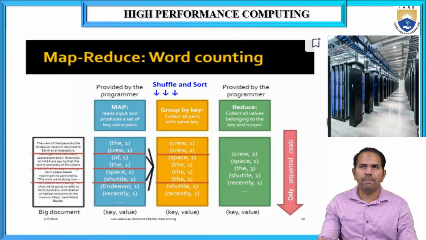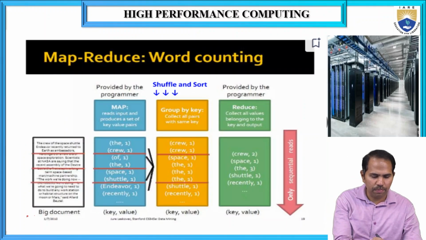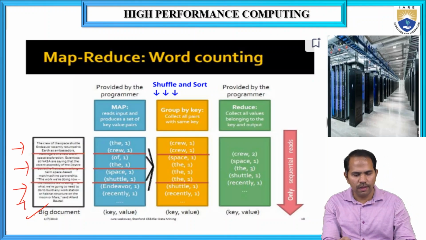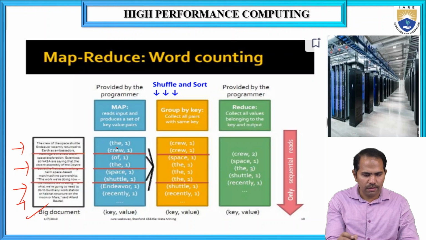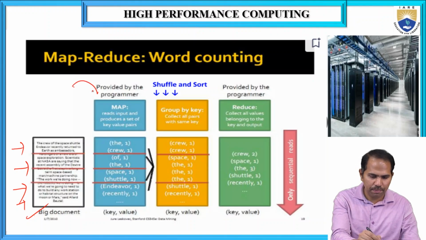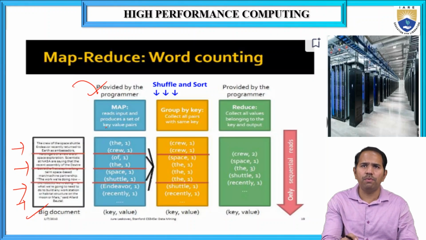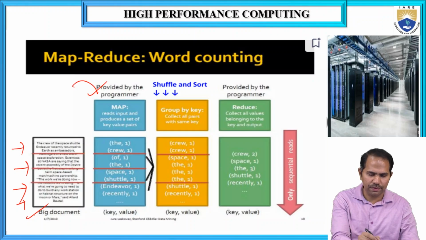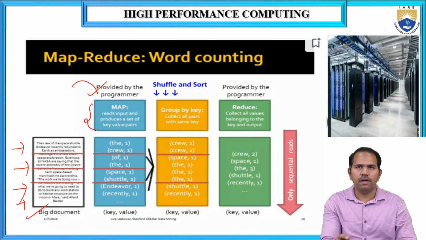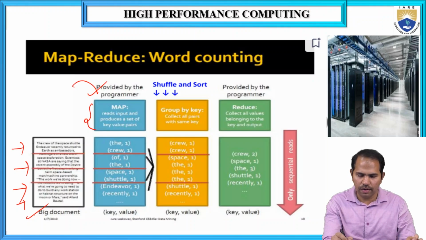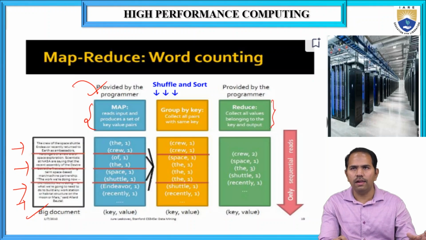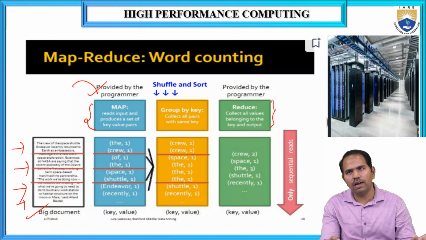Now see the MapReduce word counting example. The big document is divided into four parts using the MapReduce mechanism. The map is provided by the programmer. It reads the input and produces a set of key-value pairs. This is the map mechanism. Reduce is the other mechanism: it collects all values belonging to the key and outputs them.